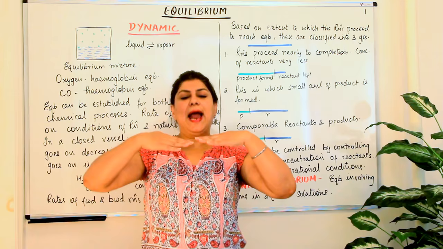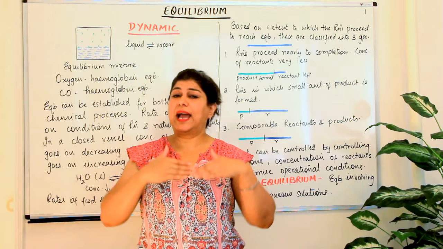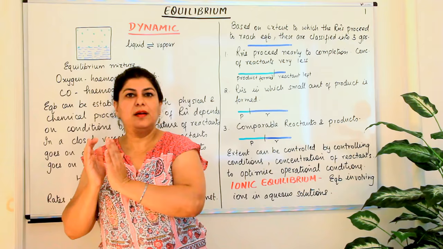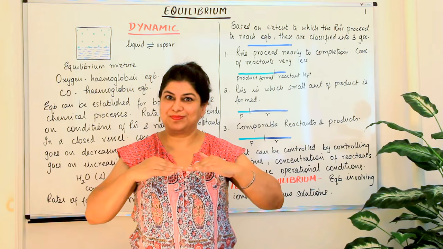But that is too much, that is too perfect, and life is not that perfect. Equilibrium can be established earlier, it can be established at a later time, and it can be that perfect also. So based on that, equilibria are divided into three categories.